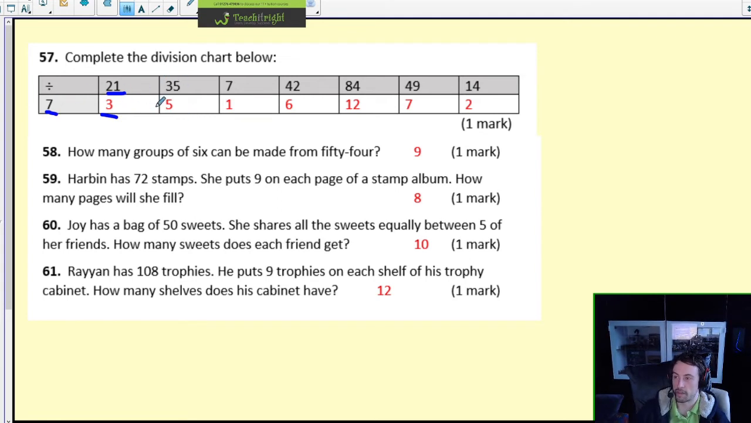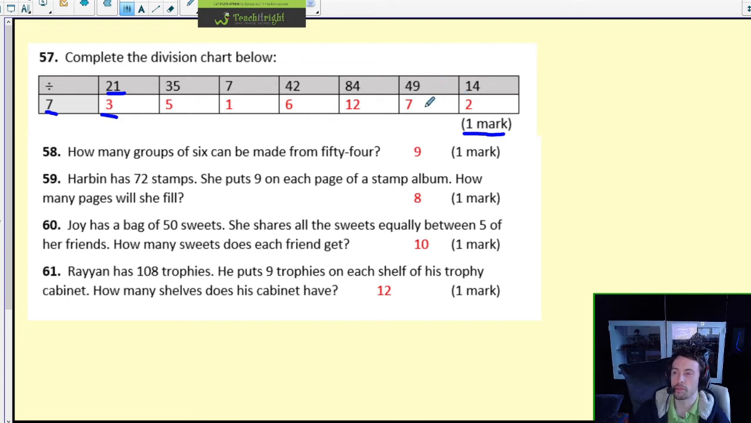So 35 divided by 7 is 5. 7 divided by 7 is 1. 42 divided by 7 is 6. 84 divided by 7 is 12. 49 divided by 7 is 7. And 14 divided by 7 is 2. And in order to get the 1 mark, you need to get all of these correct, so please do mark it carefully.